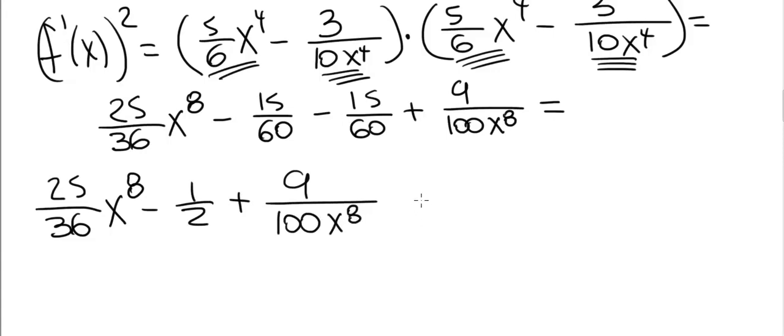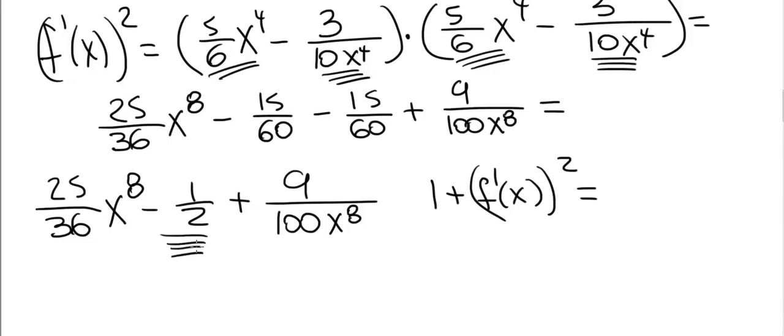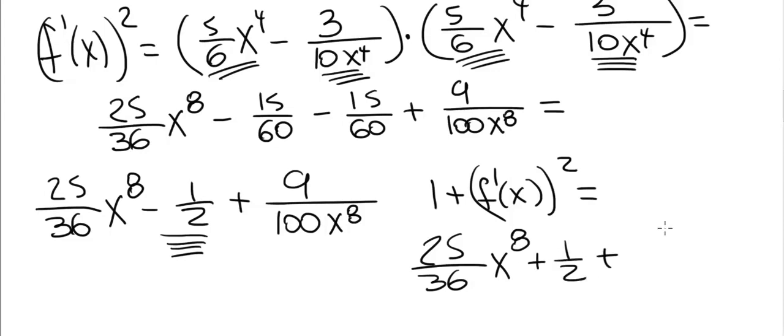Now let's take 1 and add f prime squared to it. Adding 1 will take this negative 1/2 and turn it into a positive 1/2. So 1 plus f prime of x squared becomes 25 over 36 x to the 8th plus 1/2 plus 9 divided by 100 x to the 8th. Now if we take this and put it under a radical without simplifying it any further, it'll be extremely difficult, if not impossible, to integrate.